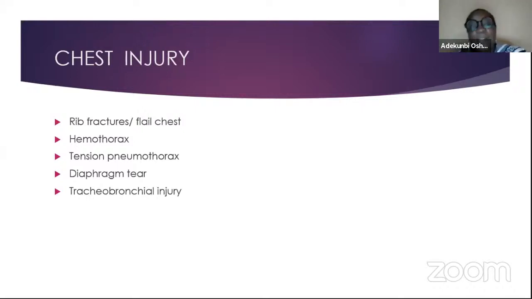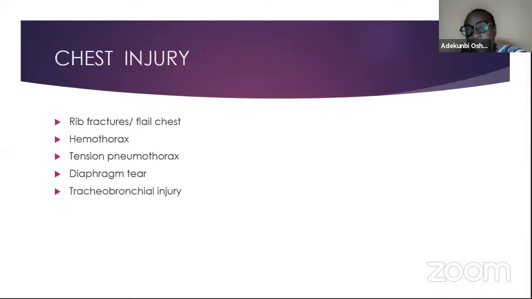Tension pneumothorax. So this patient must be adequately treated. Also, a chest tube has to be passed for them. Then the diaphragmatic tear, this can be minor or can be major. Major in that we find that all the abdominal contents are in the chest. Patients like this have to have damage control surgery immediately.